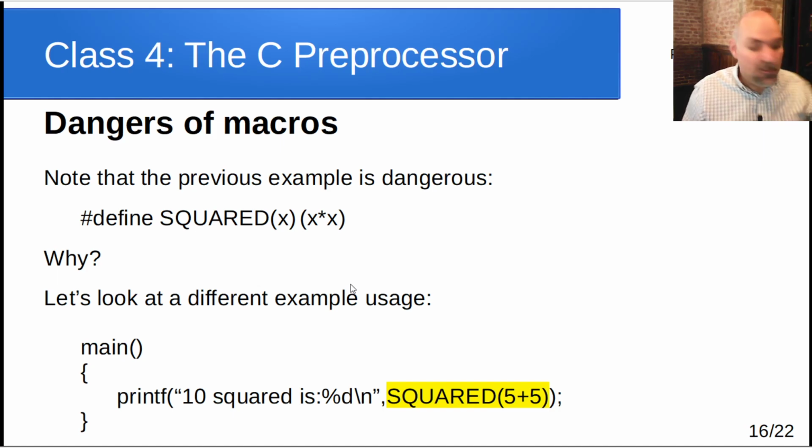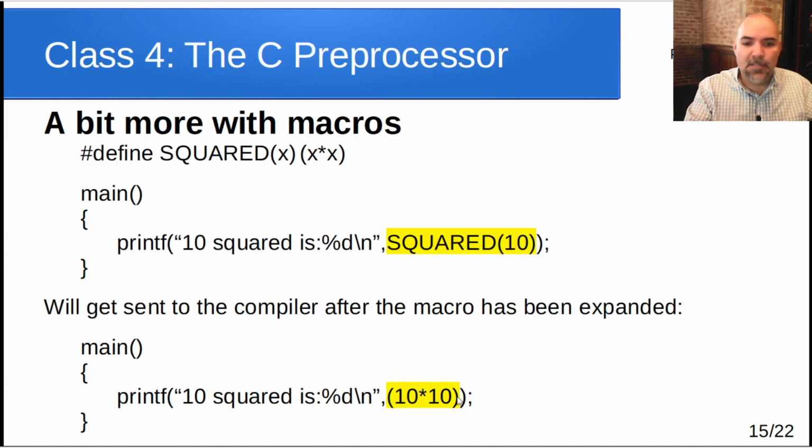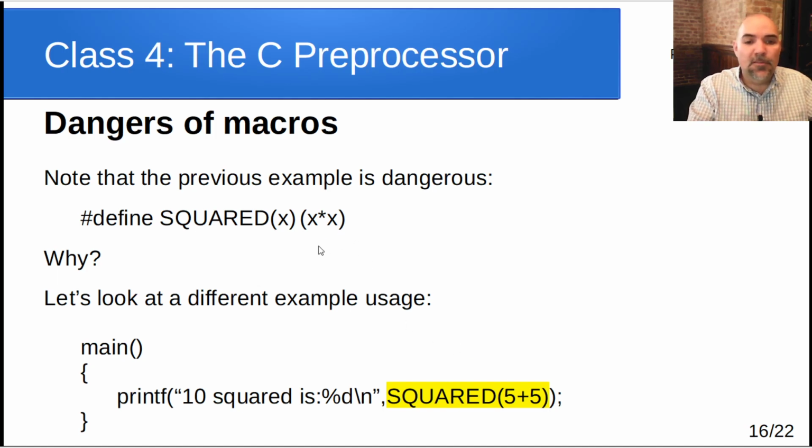Now, one of the dangers of that I want to point out, and I think this is important, is that the way we defined this here was actually kind of dangerous. And I did that on purpose to point out why it's dangerous. So why is that dangerous? Well, it worked fine back here when we did that. 10 times 10 is really 10 squared. That makes sense.